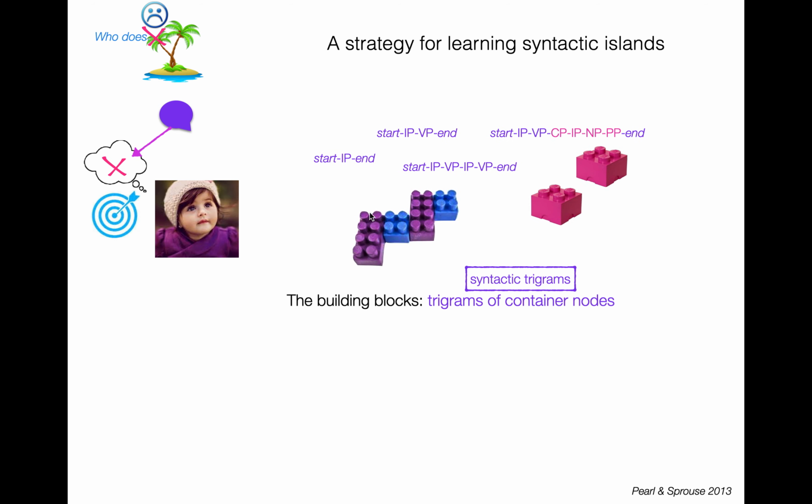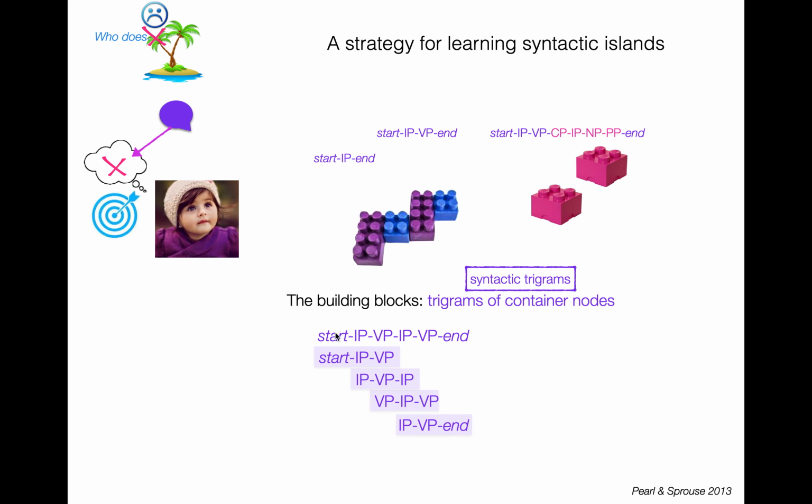And so the building blocks that we proposed are trigrams of these container nodes. We're going to sort of abbreviate them as syntactic trigrams, but the idea is very simple. You basically take any dependency characterized as a sequence of these container nodes, and you just break it up into units of 3. So here for start, IPVP, end, our matrix clause object dependency, you have start IPVP and IPVP end as the 2 building blocks for it.